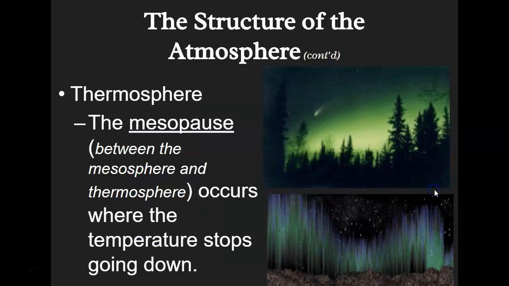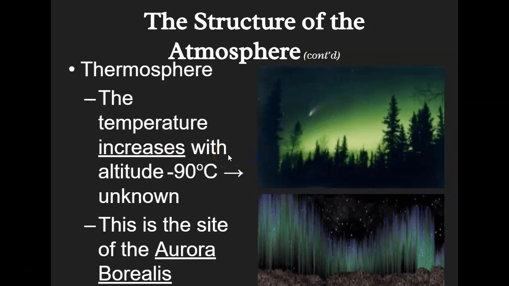Then the last one is the thermosphere. And the dividing line between the mesosphere and the thermosphere is called the mesopause. It occurs when temperature stops going down as well. The temperature increases with altitude, going from negative 90 degrees Celsius to an unknown number. This is also the layer where you will see the aurora borealis, otherwise known as the northern lights.